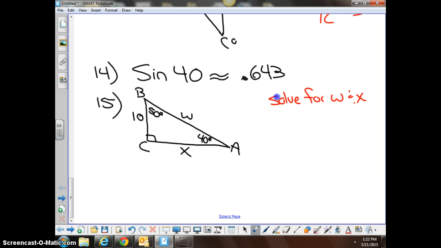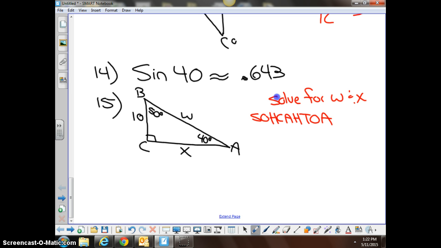To help us out, I am going to write SOH CAH TOA. When I'm doing trig, I always write it down just so I have it, so I can look at it real quick instead of trying to do it in my brain, which eventually you're going to be able to do pretty quickly. Some of you are already there.